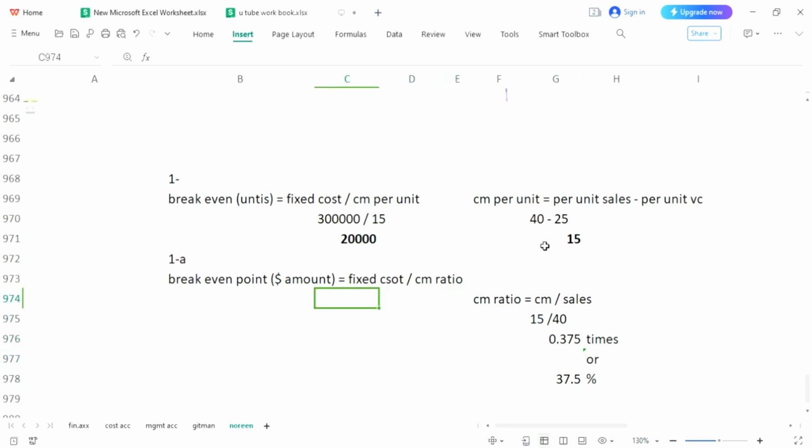Come over here. We need to calculate the break-even point in terms of amount. For this we need fixed cost, which was already mentioned in one part: 3 lakh is your fixed cost. Then we need to divide by CM ratio, which was calculated over here, 0.375. Statement completed. Now put it on your calculator: 3 lakh divided by 0.375. So here we have got our second answer.